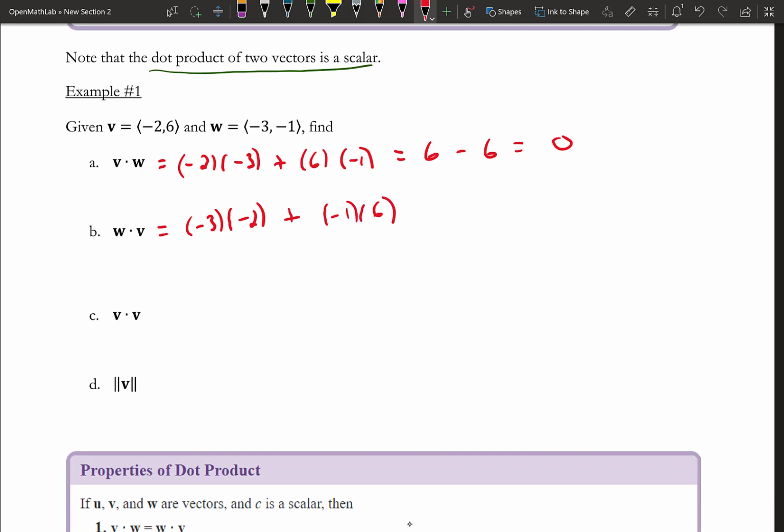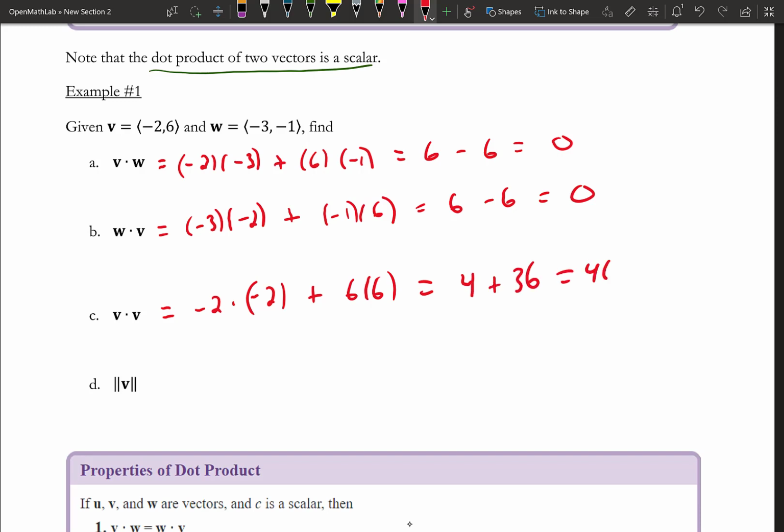w dot v would be -3 times -2 plus -1 times 6, right? We just switch the order around, right? Because w comes first. So just following that equation from above, this gives me +6 minus 6 again, which of course is 0, right? And then v dot v would be equal to -2 times -2 plus 6 times 6, which equals 4 plus 36, which equals 40.